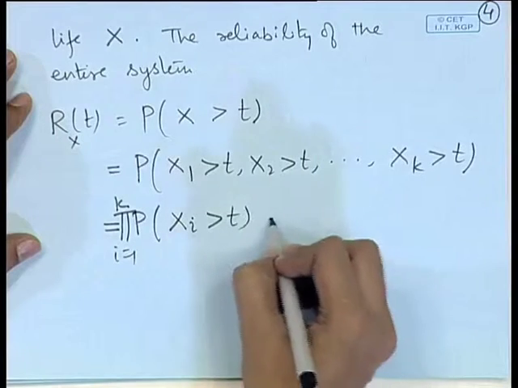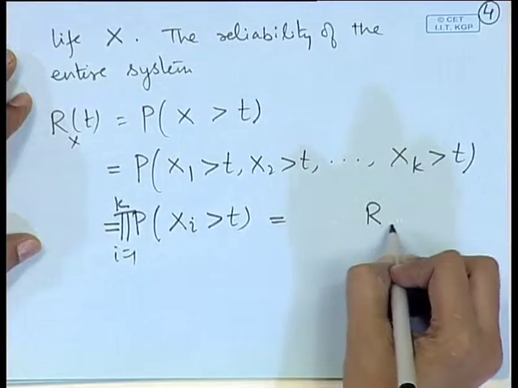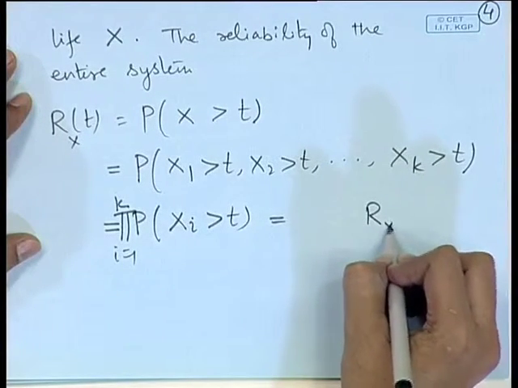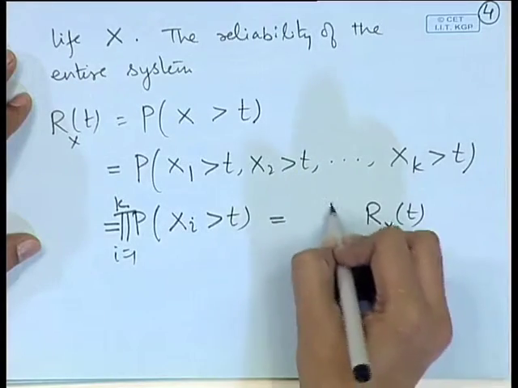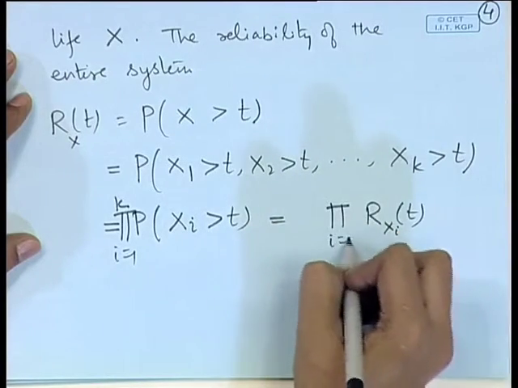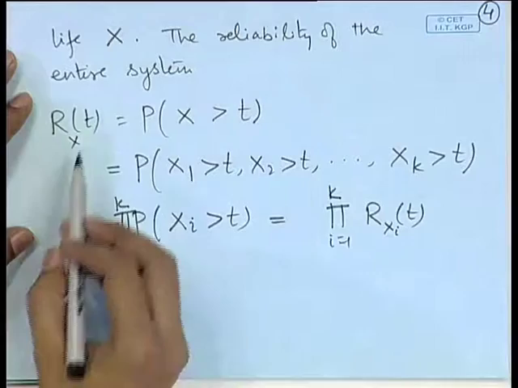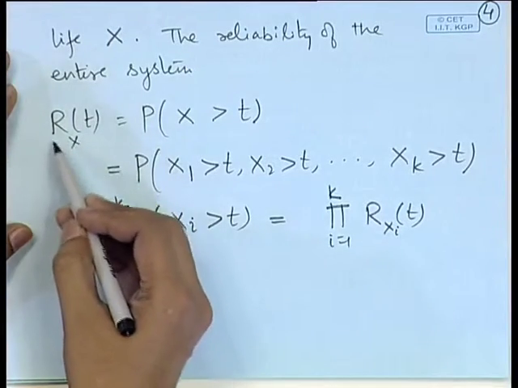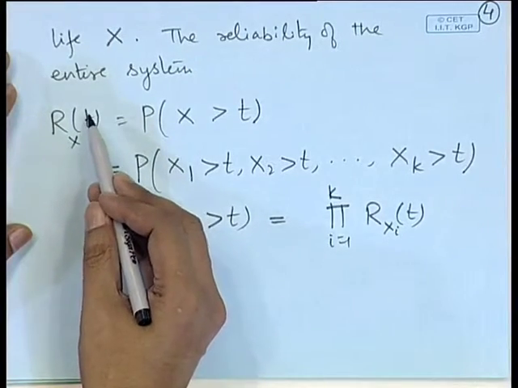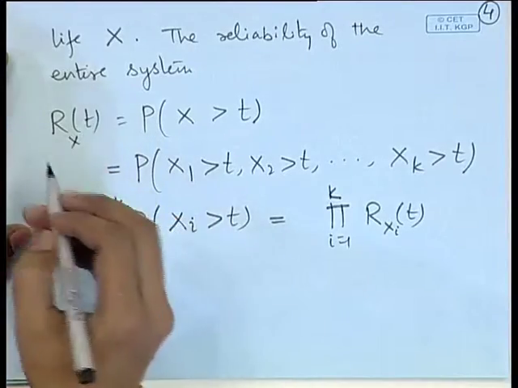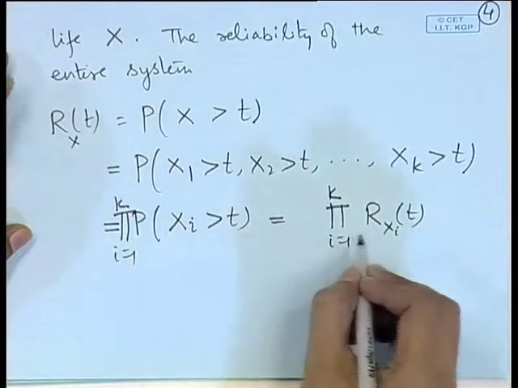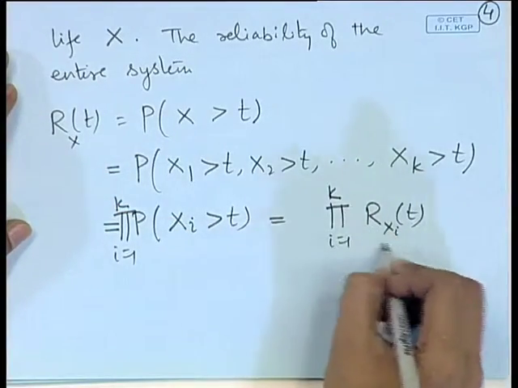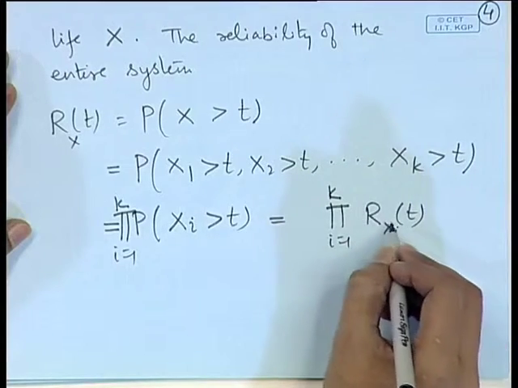Now, this is nothing but the reliability of the ith component. So, what we get here is that the reliability of a compound system which consists of several components connected in series is equal to the product of the reliabilities of the individual components.